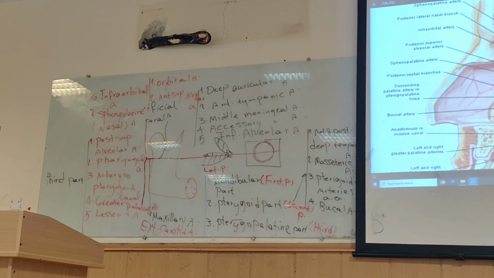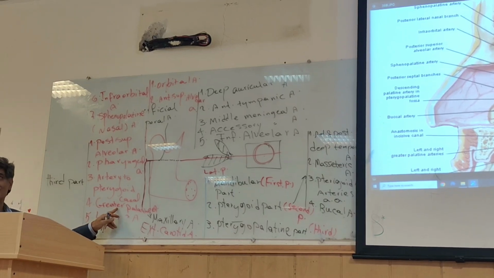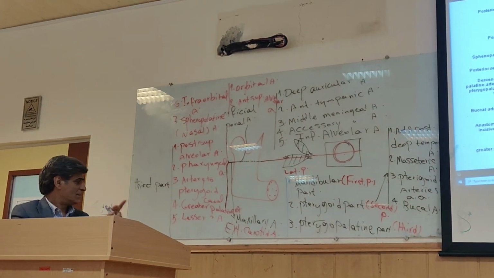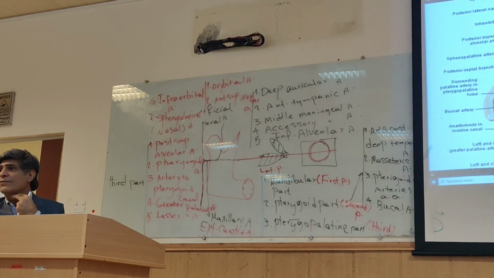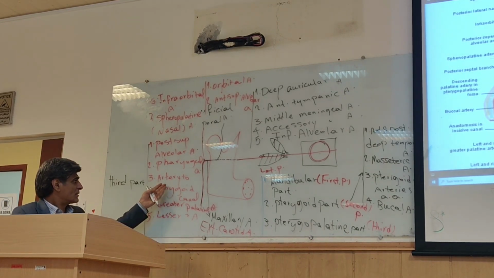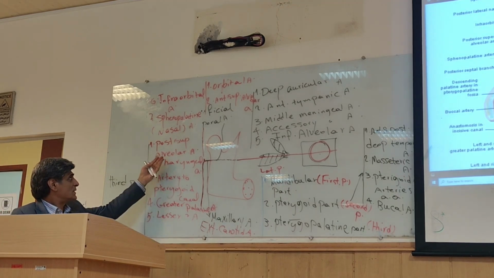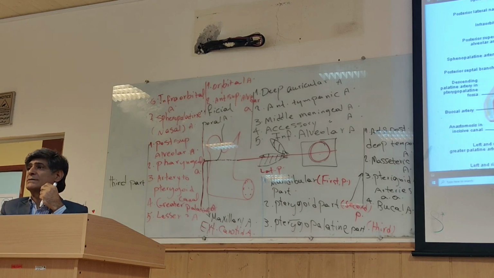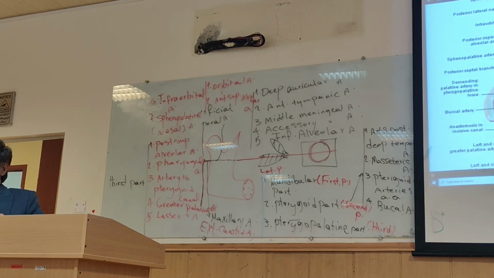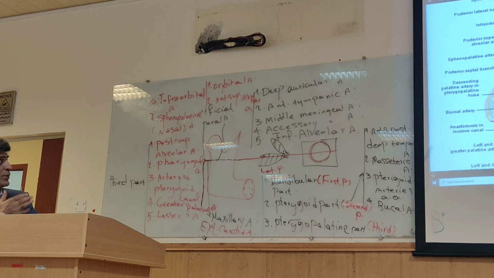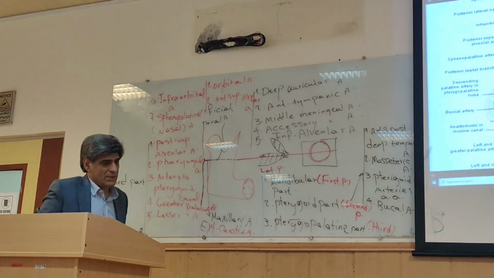All are branches of the maxillary. Greater palatine, blood supply of the hard palate. Lesser palatine, blood supply of the soft palate. Artery of the pterygoid canal, palatovaginal. Posterior superior alveolar artery, blood supply of the molars and premolars. Anterior superior alveolar, blood supply of the canine and the central and lateral incisors.